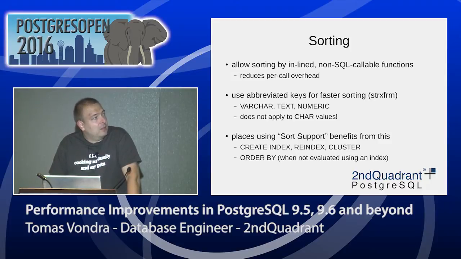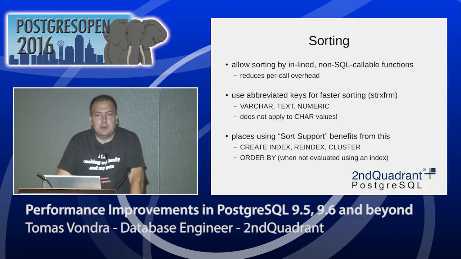And there are two improvements. One thing is Postgres internally uses SQL callable functions to do the sort. And in 9.5, actually, this need was eliminated in many cases. So we can actually remove a lot of overhead and do the comparison directly. So that's really interesting. The more significant or more invasive change was actually using something we call abbreviated keys.